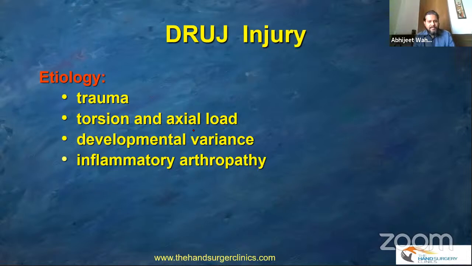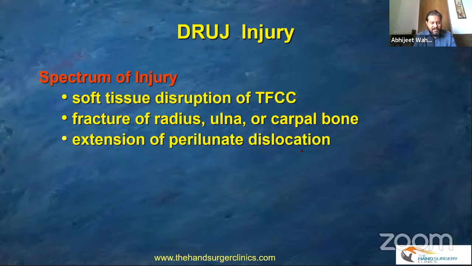So the etiology of distal radioulnar joint injury or ulnar-sided wrist pain can be from trauma. These are usually a result from a fall on an outstretched hand, which results in torsion with axial loads. There may be a developmental variance, and the typical example of this is the Madelung deformity. You may have inflammatory arthropathy such as that seen in rheumatoid arthritis. The spectrum of injury can vary from only ligament injuries or soft tissue disruptions involving strains, sprains, or complete tears, to fractures of the distal radius or the ulna or the carpal bones.